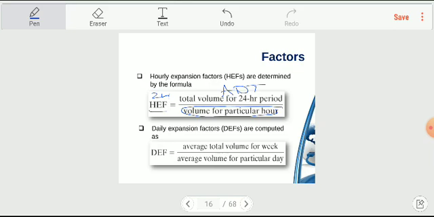And here we have the daily expansion factor. Here we have the total of the week, and we divide that by the average volume per day. So if we count Saturday, Sunday, Monday, we put them here. So DEF will have 7 daily expansion factors. We're going to use that again. I'll come back to that later.